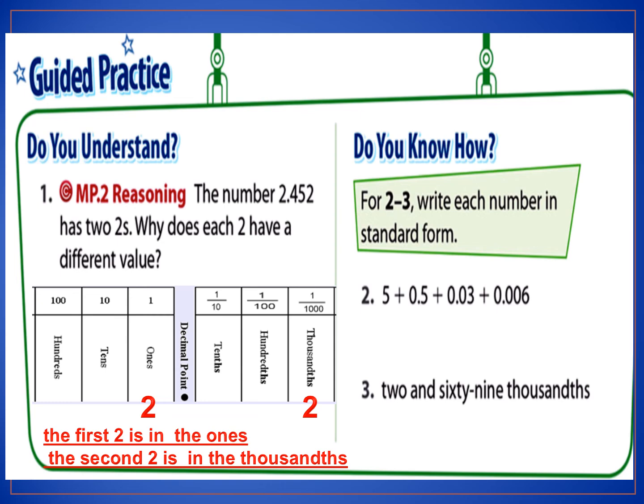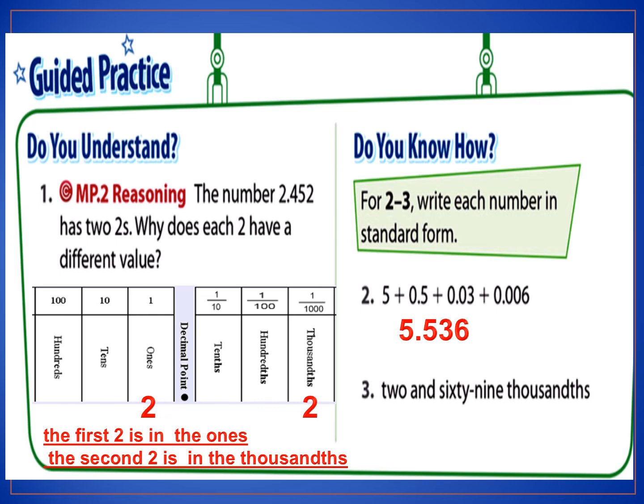Okay, so the first 2 is in the ones place, and the second 2 is in the thousandths place. Question 2, from question 2 to 3, write each number in the standard form. How to write the standard form? As I said, write the number in digits, guys. 5 plus 0.5 plus 0.03 plus 0.006. As I said, 5 in the ones place, then put the decimal point. 0.5 means 5 tenths, which is exactly on the right of the decimal point. Then 0.03 means 3 hundredths, which is beside the tenths. Then 0.006 means 6 thousandths, which is beside the hundredths, which will be 5.536.